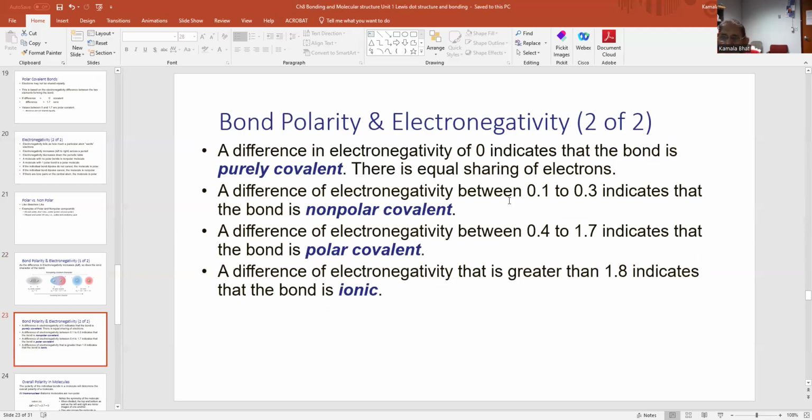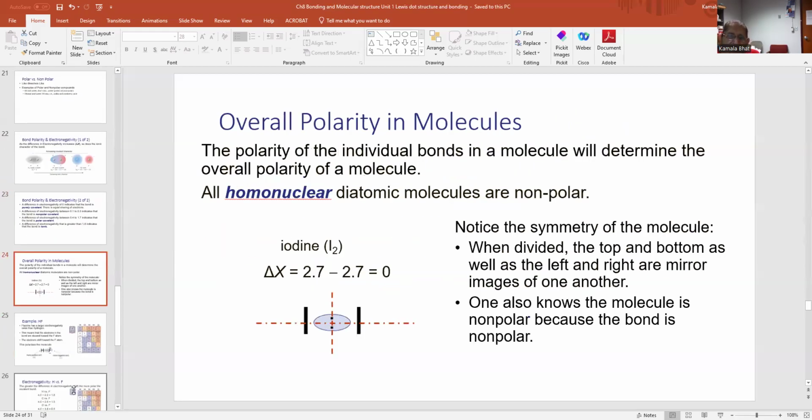A difference in electronegativity of 0 indicates that the bond is purely covalent. There is equal sharing of electrons. A difference between 0.1 and 0.3 indicates the bond is nonpolar covalent. A difference between 0.4 and 1.7 indicates that the bond is polar covalent. And a difference greater than 1.8 indicates the bond is ionic. These numbers you may want to remember, at least the ranges, so that you can identify the bonds.